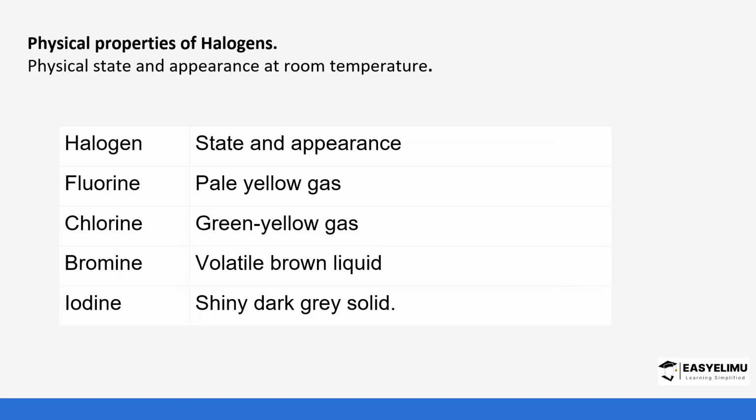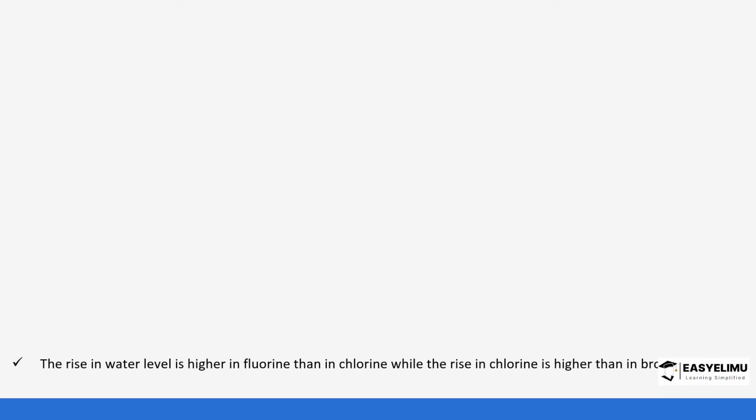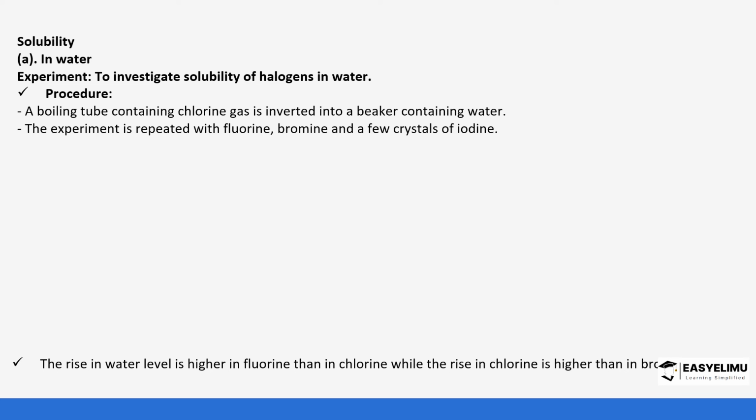So you need to remember the colors. Fluorine is pale yellow, chlorine is green yellow, bromine is brown, and it's a liquid, although it can fume to form brown vapors. Iodine is dark gray. It fumes to form purple vapors as well. It can sublime. So when you look at solubility in water, the procedure is a gas containing the halogens, can be chlorine or fluorine, was lowered in a beaker containing water, as you can see from the experiment.